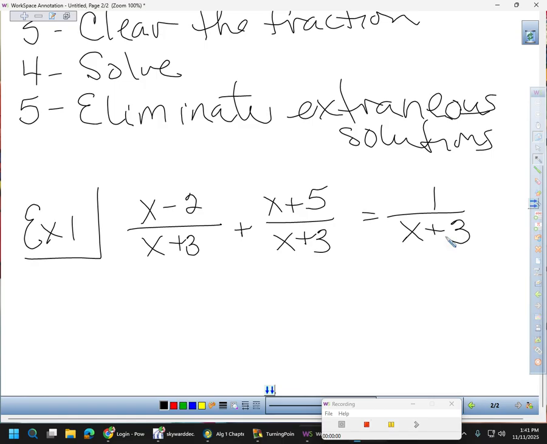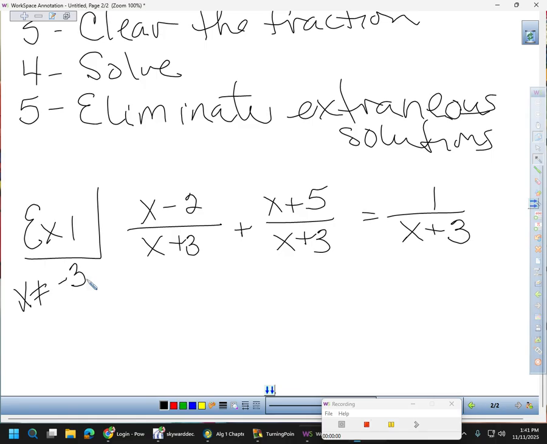Step 1 says factor everywhere, where it's all factored already. We don't have to do that. Step 2 is we have to state any extraneous solutions. So we say x cannot equal, what makes the denominator 0 in this problem? Negative 3. So we cannot have an answer of negative 3.